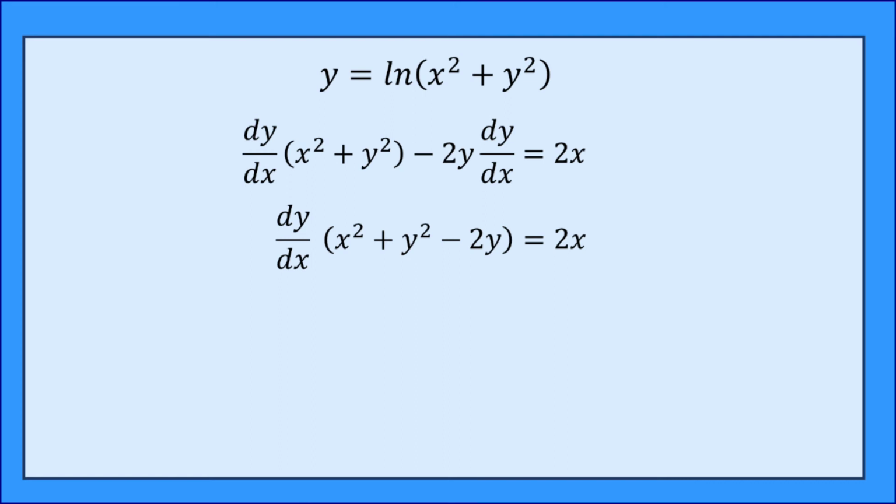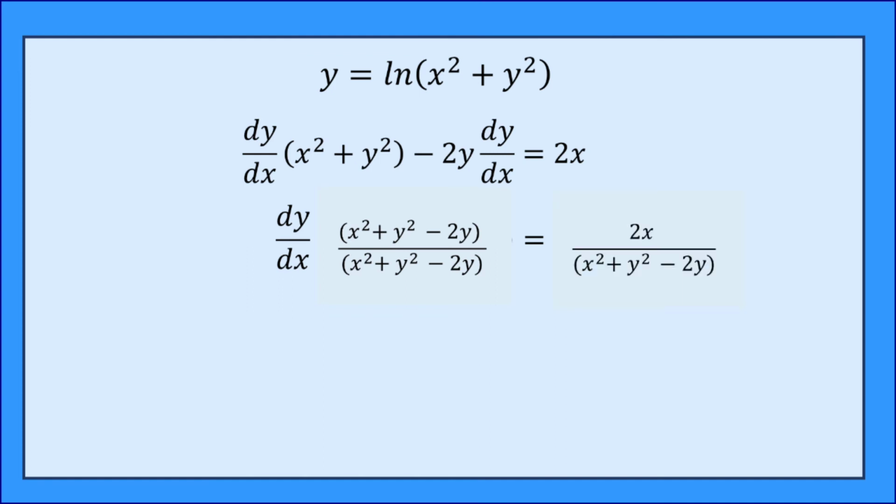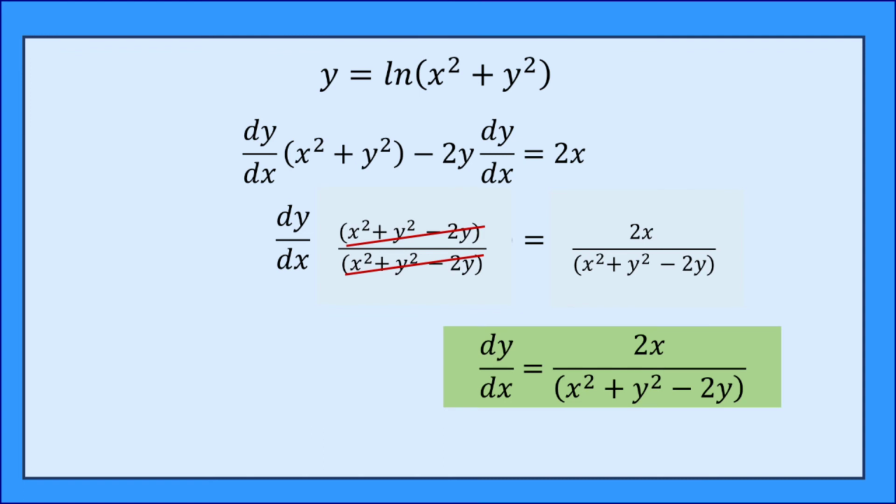How can we do that? Just divide it by itself, so we can cancel it. Divide both sides of that equation by the term beside dy over dx, so we have x squared plus y squared minus 2y. So divide by x squared plus y squared minus 2y, as well as on the right side of the equation, we need to divide this 2x by x squared plus y squared minus 2y. So we can get rid of this term here. And now our final answer will be dy over dx is equal to 2x over x squared plus y squared minus 2y.